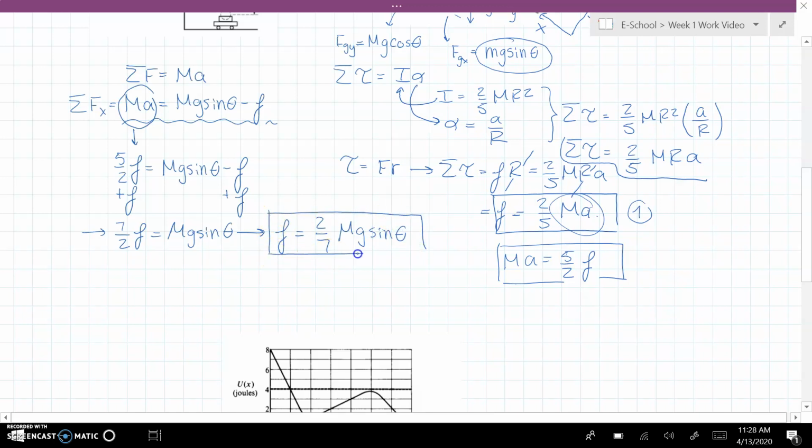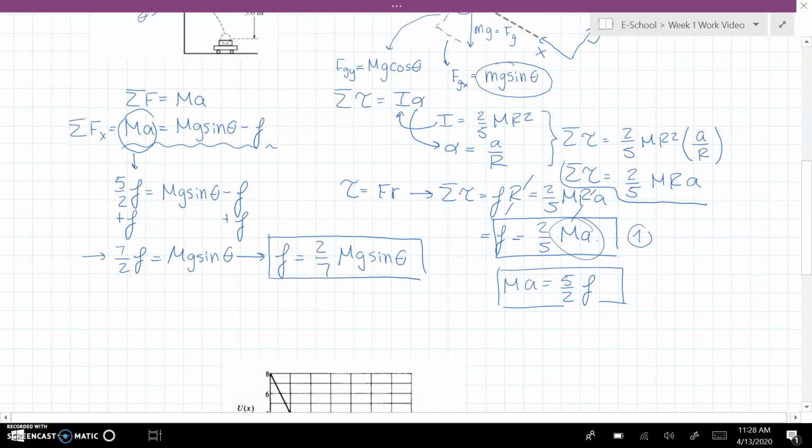Box this in, guys, accentuate it. That would be my answer. Check and make sure I don't have any unknowns here. I know the mass of my ball, I know the gravitational constant, and I know the angle theta. I'm all set. It would be my solution to the force of friction.